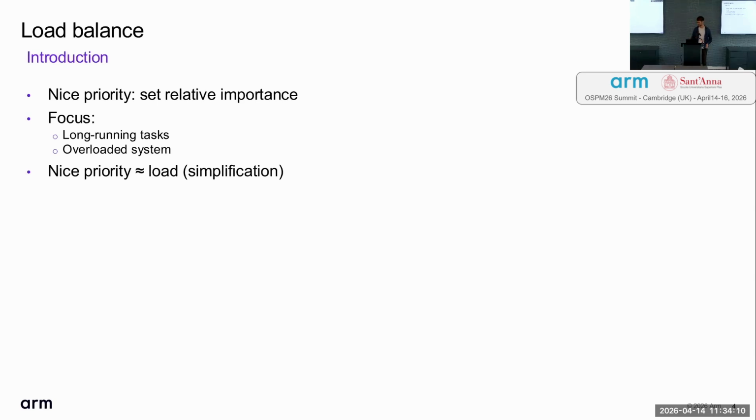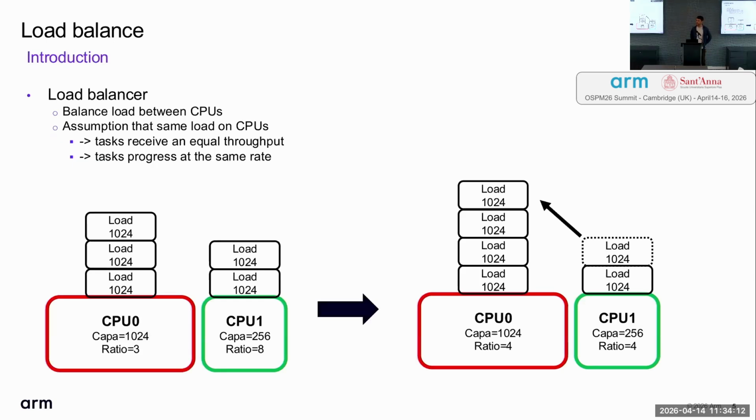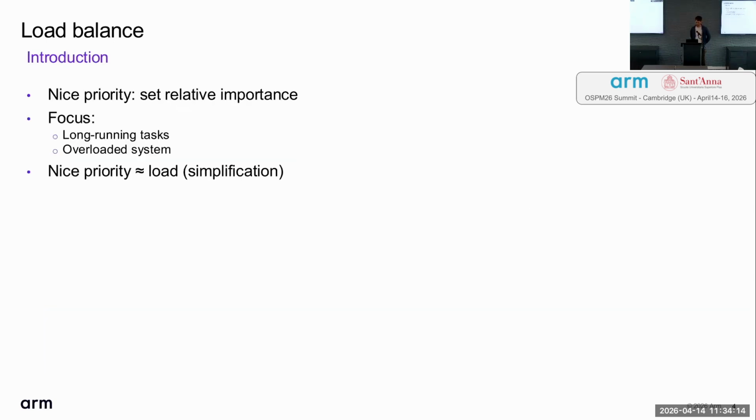So the higher the load, the more important the task is, and the more running time the task should receive. One question: when you say overloaded, is it more tasks than CPUs, or one task per CPU? What I mean by overloaded is that there is no more idle time. Okay, so overloaded is more than one task per CPU. Yes, exactly.